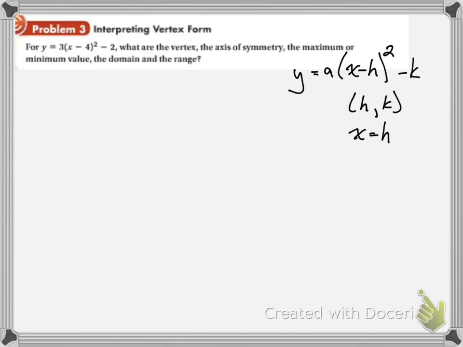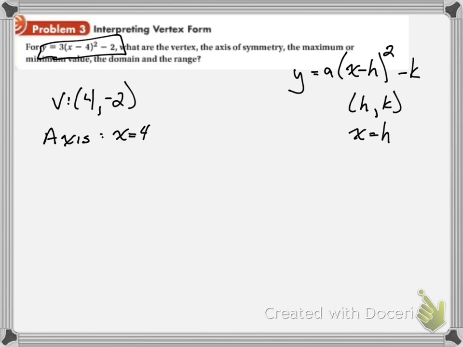So, as you're going through this, and we're interpreting this equation here, well, what does that mean? Well, my vertex, I'm going to look inside the parentheses, opposite in parentheses, so positive 4. What it is outside, negative 2. There's my vertex. Axis of symmetry, okay, it's x equals h. Well, my h is 4, so my axis is x equals 4.